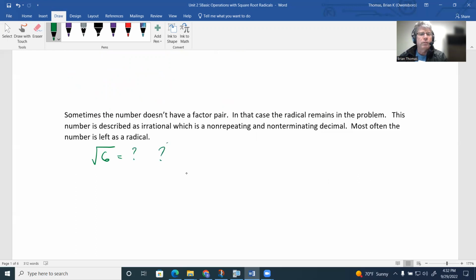what squared is going to give me 6? Well, we know that 2 squared would be 4, and 3 squared would be 9. So we know that the square root of 4 would be 2.